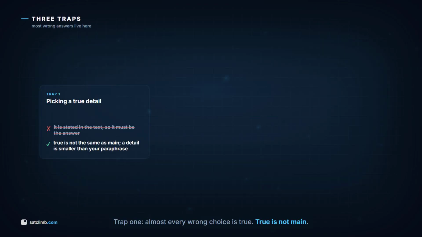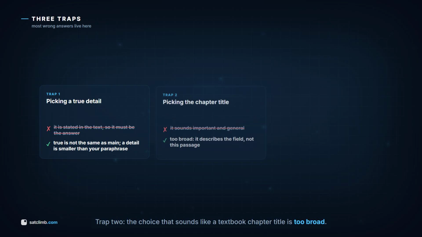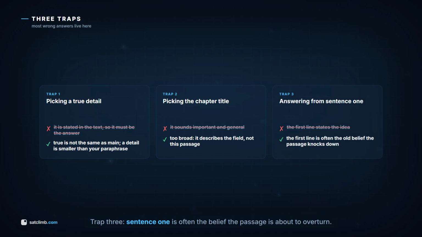Three traps. 1. Picking a true detail. Almost every wrong choice here is true. True is not the same as main. 2. Picking the too broad choice, the one that sounds like a textbook chapter title instead of this passage. 3. Answering from the first sentence. The first sentence is often the old belief the passage is about to knock down. Paraphrase first, then measure every choice against your own words.